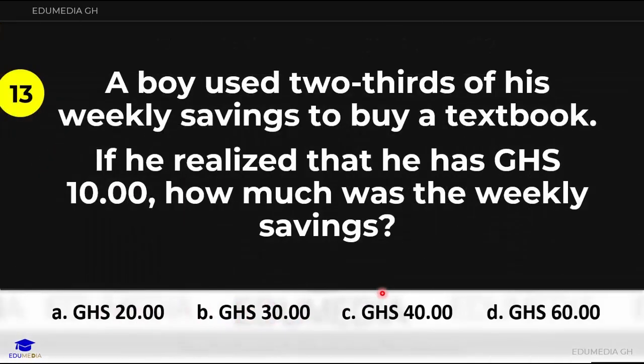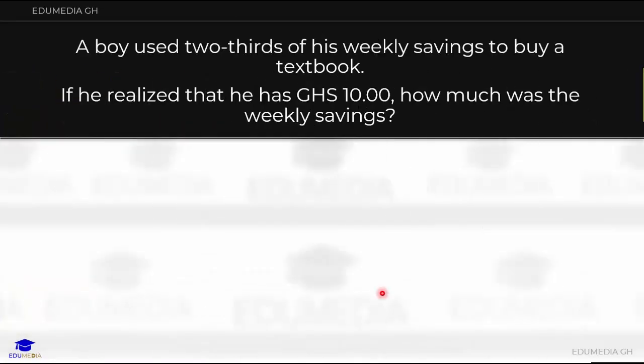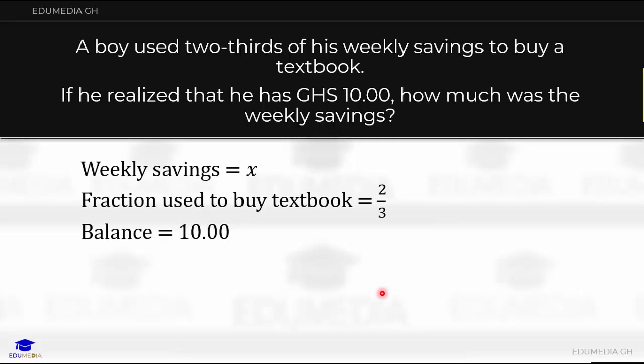Question number 13. A boy used 2/3 of his weekly savings to buy a textbook. If he realized that he has 10 cedis left, how much was the weekly savings? This is an easy question as well. The weekly savings itself, you don't know it. But the fraction that he used to buy the textbook is 2/3 of his weekly savings. And then also the balance that he realized he has is 10 cedis.